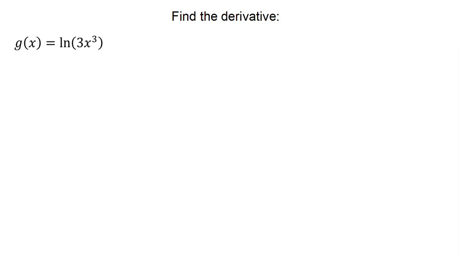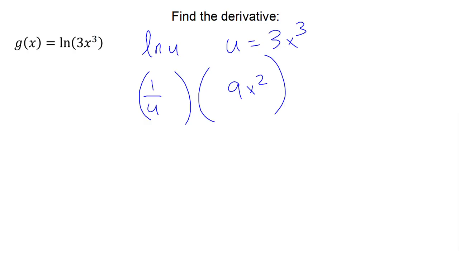We can also break this one down using log rules, but I think I'm just going to go right ahead and do it using the chain rule. So this is natural log u, where u is equal to 3x cubed. So our derivative should be 1 over u times the derivative of 3x cubed, which is 9x squared. We multiply these two things together, which gives us 9x squared over 3x cubed. And if we simplify that down, we just get 3 over x.